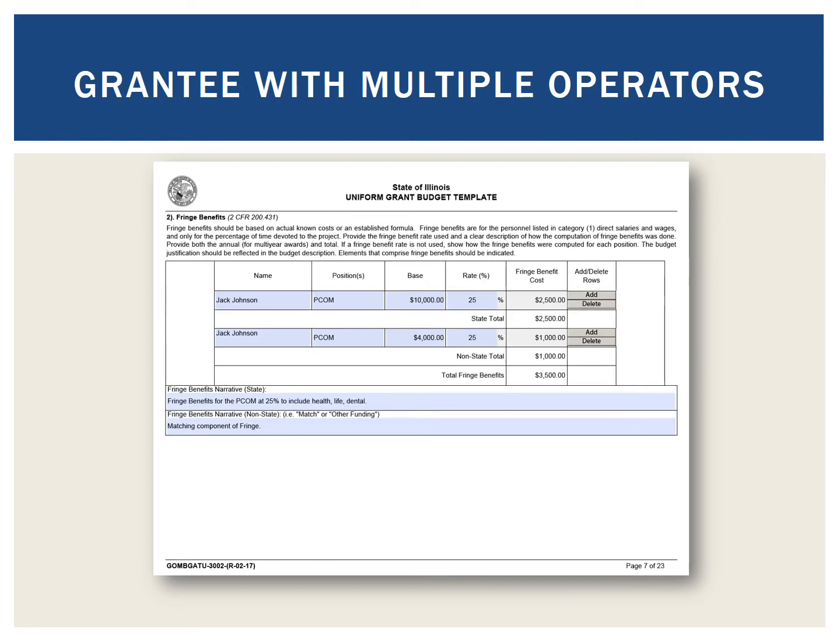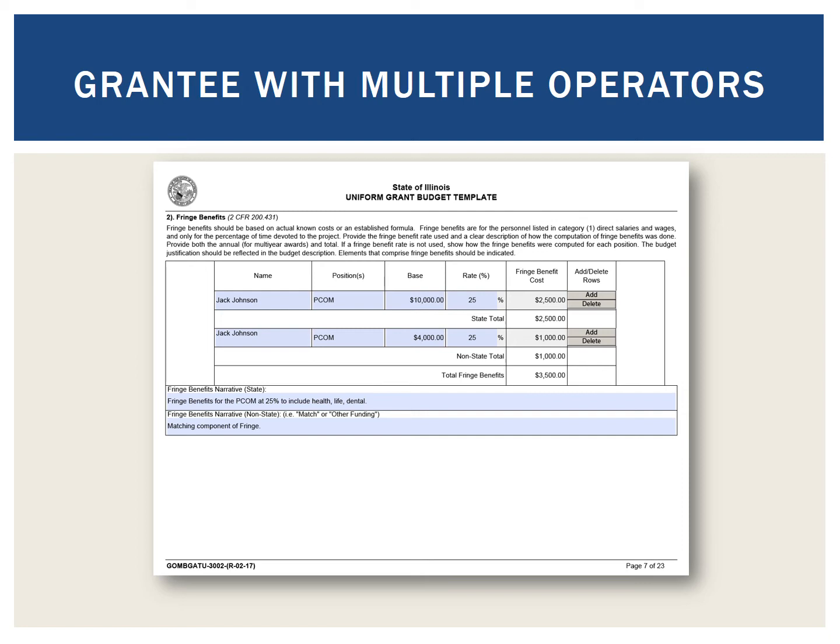Moving again to the fringe benefits page, the grantee should only enter information of individuals who work directly for the grantee and those individuals listed on the personnel, salary, and wages page. In the given example, PCOM Jack Johnson is listed as the employee, the position is PCOM, and Jack's annual salary is displayed as the base, along with the 25% rate, which produces the fringe benefit cost of $2,500.